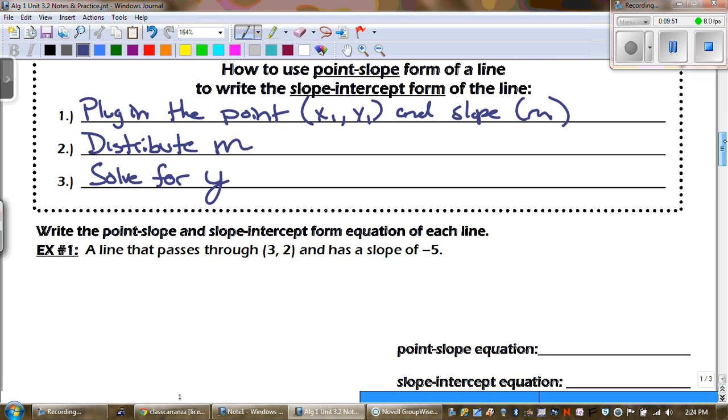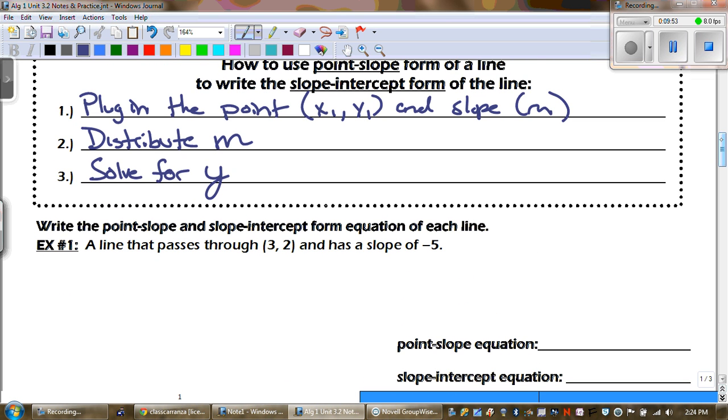All right, if you need, we'll keep those up right there. So it says write the point slope. We got to read the directions. They want point slope and slope-intercept form of the equation. So it's telling us that we have a line that goes through 3, 2. Right away, I'm going to say that this is x1 and that's y1. And that's our slope.